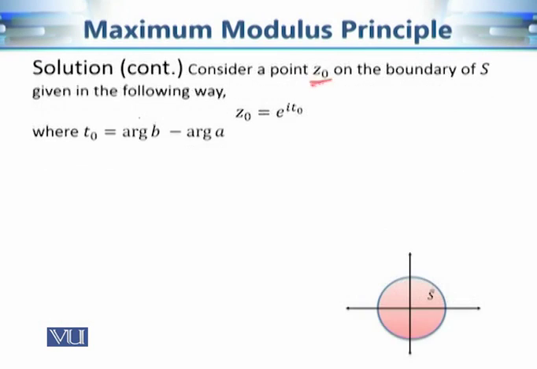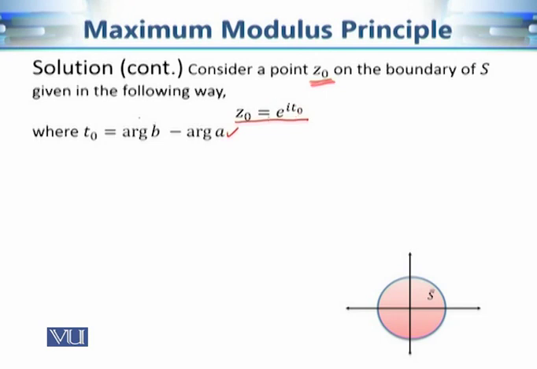We need to actually find the exact point at the boundary, and of course since a and b are arbitrary, the description of that point z naught should depend on a and b. Okay, so consider this point z naught, which is e raised to the power iota t naught, and the value of t naught is given like this.